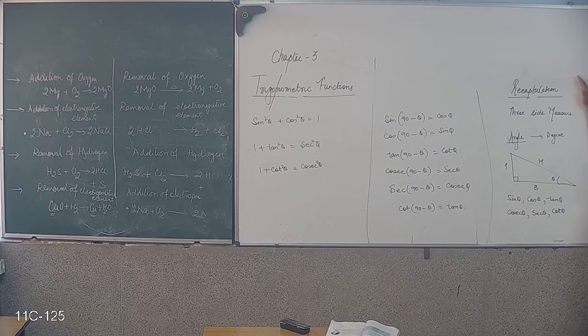So the first thing that we started with: trigonometry is the measure of a three-sided figure, provided it needs to be a right angle triangle. The three-sided measure of a triangle, which is a right angle triangle. Then we have studied what is an angle. Angle is the measure of what?